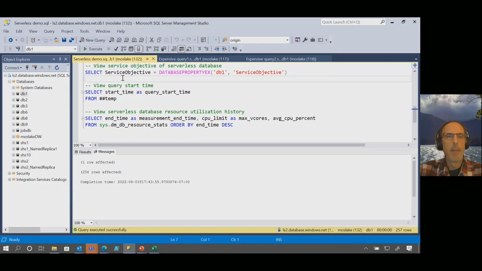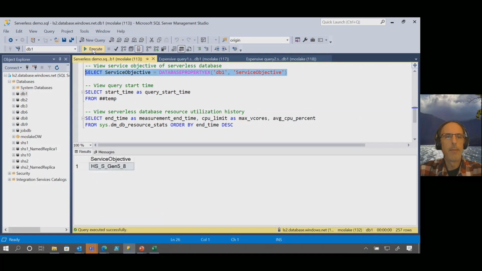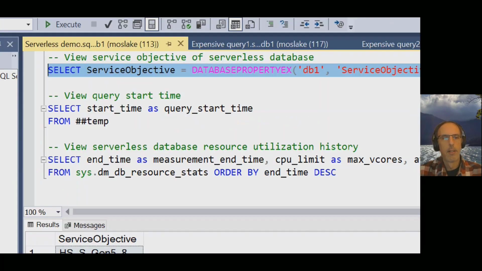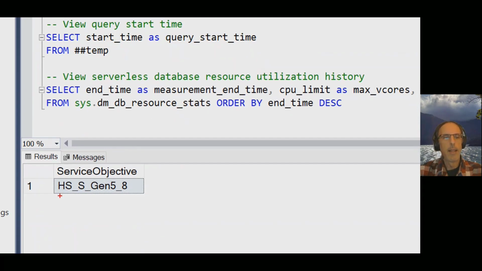So here I have an SSMS client with a database called DB1 that's already created. And if I select its service objective, I see that it's in the hyperscale tier. S stands for serverless. It's on generation 5 hardware, and it has max vCores configured of 8. So this is a serverless hyperscale database that can scale up to 8 cores.